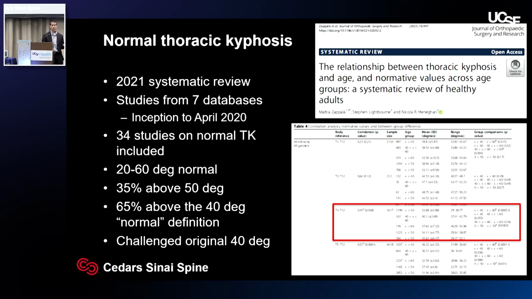It wasn't until 2021, after this had been studied pretty extensively, that a large meta-analysis was done from 7 databases, including the Spine Journal, from their inceptions to 2020. They pulled out 34 studies that only focused on normal thoracic kyphosis to try and make sense of this. They found that 20 to 60 degrees seemed to be normal when you pool all the patients together. But this challenged the idea that 40 degrees was normal, because 35% of them were above 50 degrees and 65% were above the 40-degree threshold found in the 80s.